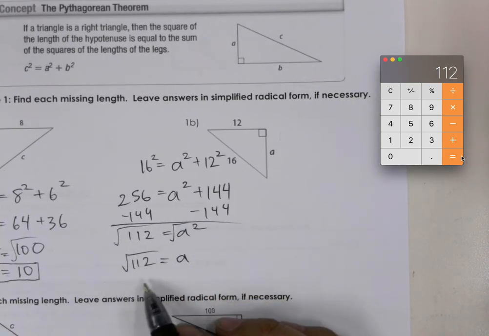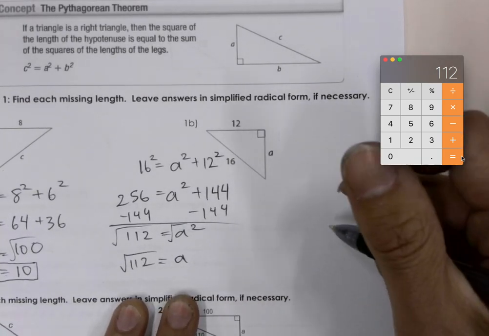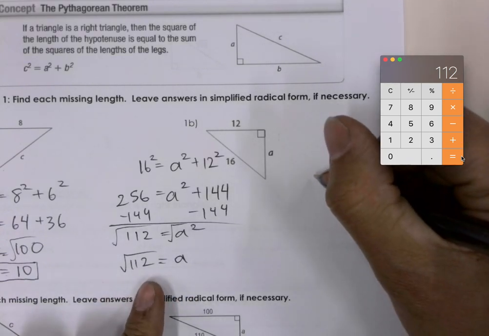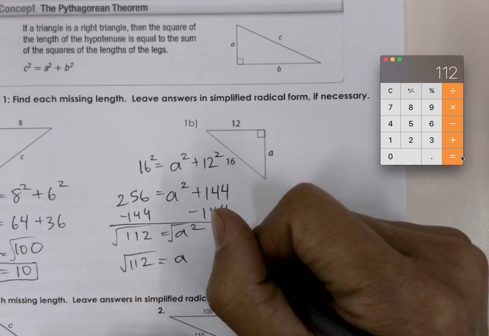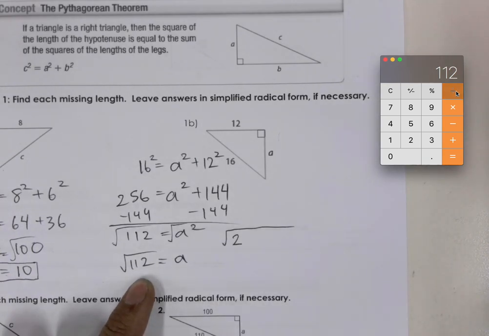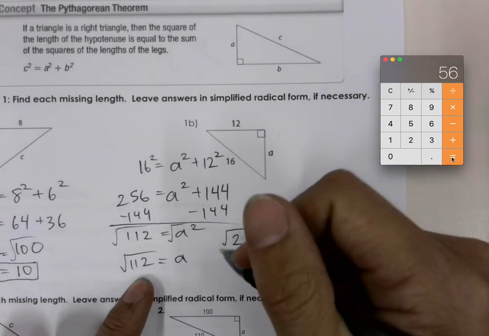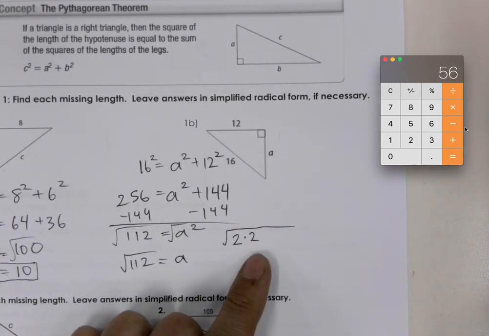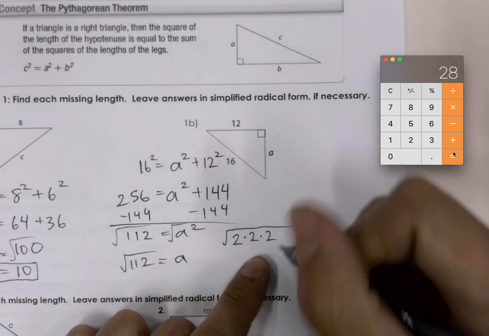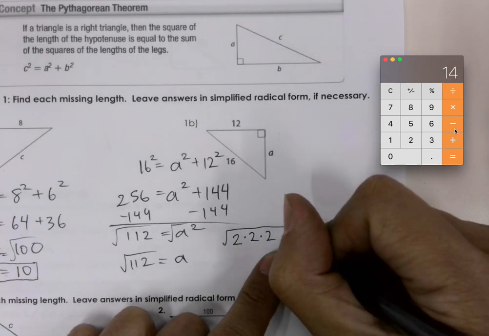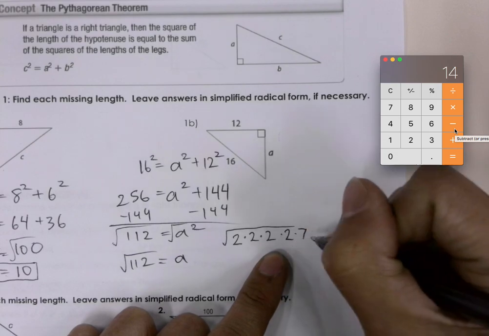And can we simplify this? Well, let's go ahead and turn it into its prime factorization. 112 is even, so we can take a 2 out of it. Let's go ahead and do that over here. 112 divided by 2 is what's left over if we take a 2 out of it. We have 56. 56 is even, so I'm going to take another 2 out of it, dividing 56 by 2, and we have 28 left over. 28 is even, so I'm going to take another 2 out of it, divide it by 2. 14 is even, so we'll take a 2 out of it, and that leaves us with a 7.